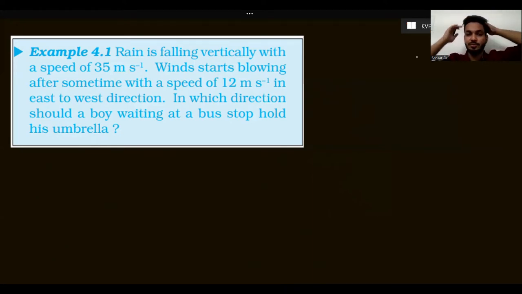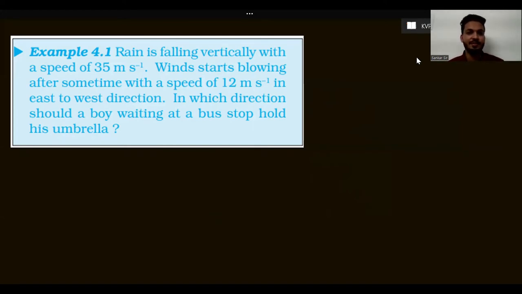If you are unable to do it, try it yourself first. Pause the video right here and then try it. So let me start solving. If I make a diagram for this, remember as physics students, you are expected to make good diagrams. You should be able to make good diagrams.